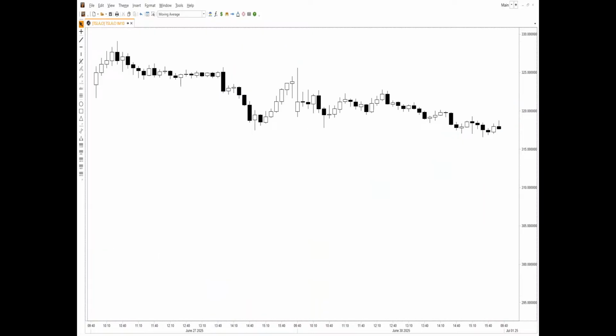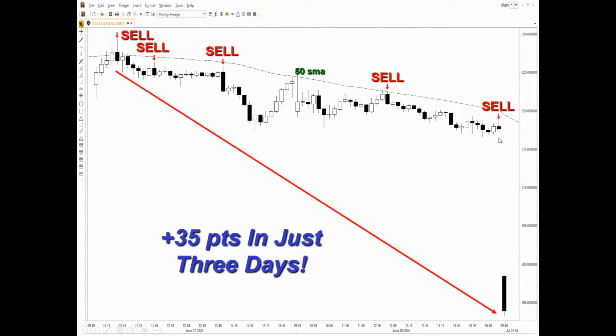Now this can also work to the downside. Here's a 10-minute chart of Tesla. This is going back just about a couple of weeks. As we can see, the stock is heading lower. It's just kind of drifting lower on a 10-minute time frame. And it's in sync with the overall trend because as we can see here, it's been below the 50 and we've had a number of sell signals all the while. But then look what happened after that. It gapped down tremendously and you could have potentially captured 35 points in just 3 days. This is based on a 10-minute chart of Tesla.